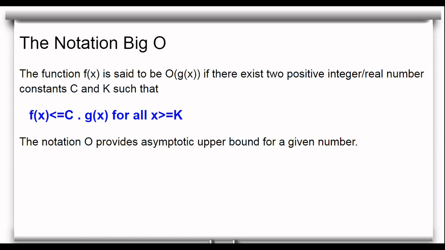The notation big O. Here is the definition: the function f(x) is said to be O of g(x) if there exist two positive integer or real number constants c and k, such that f(x) is less than or equal to c times g(x) for all x greater than or equal to k. This c and k are the constants here.